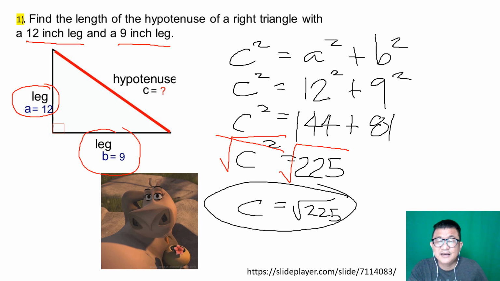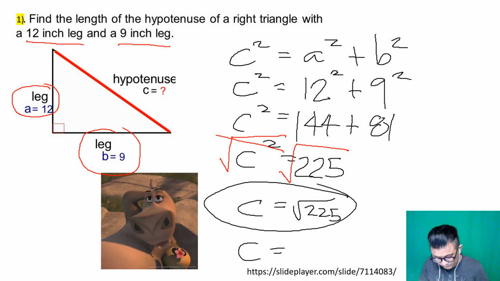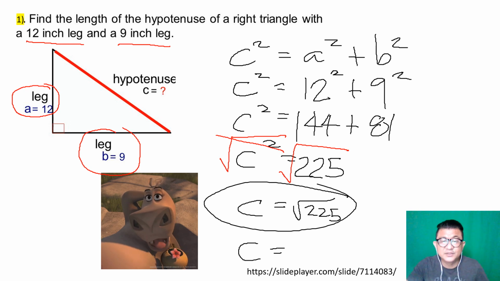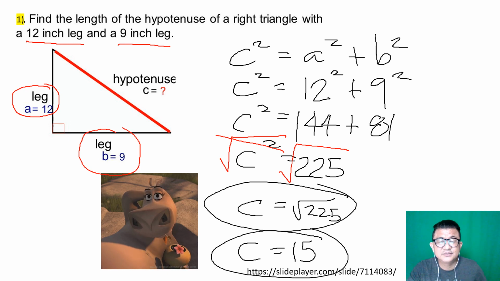Some teachers will allow you to leave it like that. Some teachers will allow you to estimate between what number or what number. But this happens to be a perfect square. If you get your calculator, 225 square root, you will get 15, because 15 times 15 is 225. So the hypotenuse is 15. All right.